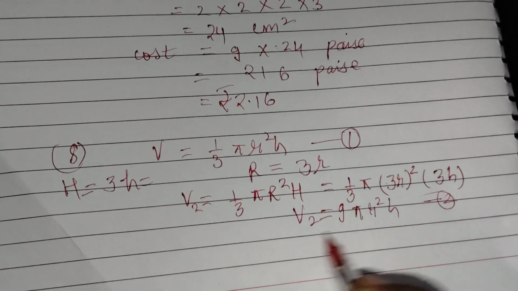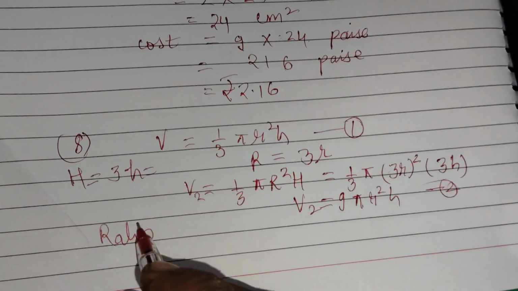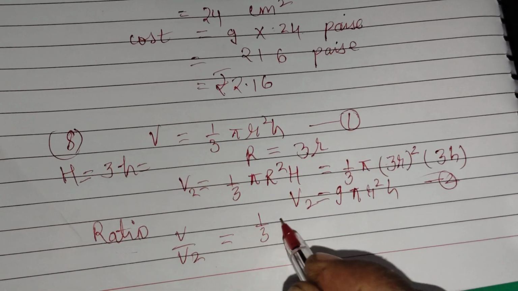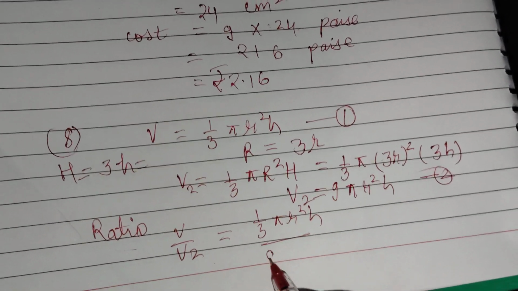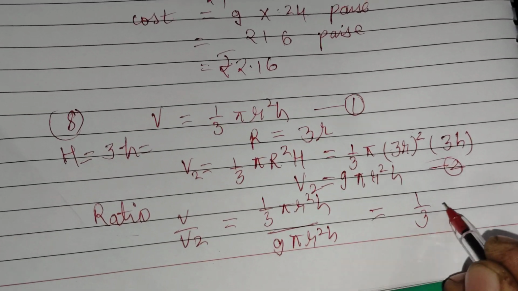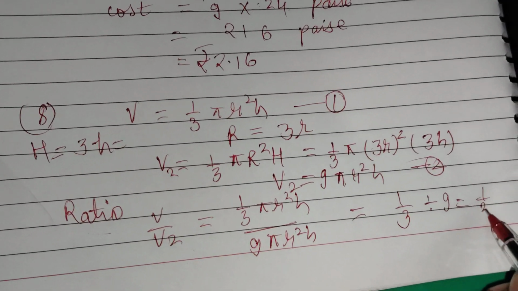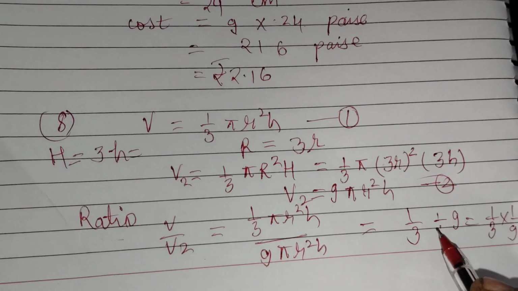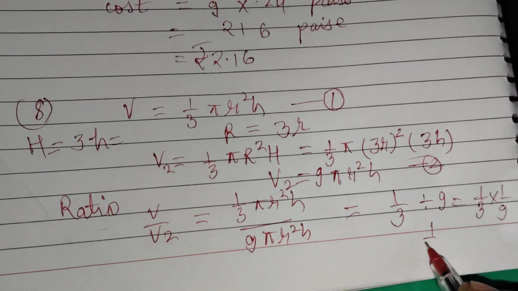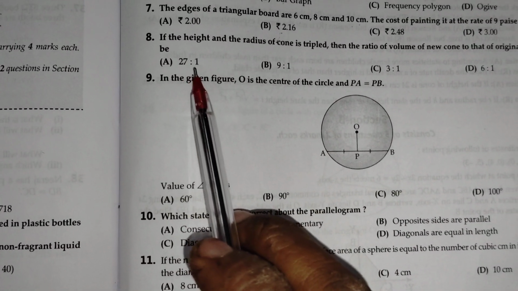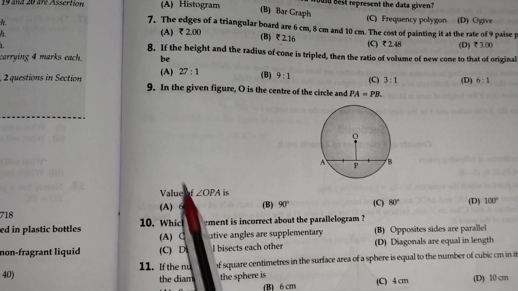Now dividing equation 1 and 2, we get the ratio. The ratio is asking V upon V2. We get 1 upon 3 pi r square h upon 9 pi r square h. Pi r square h cancel out. So 1 by 3 divided by 9, we can write as 1 by 3 into 9, and by converting divide into multiply, we write 1 by 3 into 1 by 9. So it gives us 1 by 27. So the ratio of volumes becomes 1 to 27, or 27 to 1. The new volume is larger than the old volume. So 27 to 1, option A is correct.